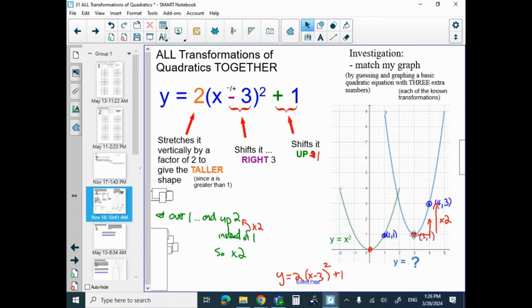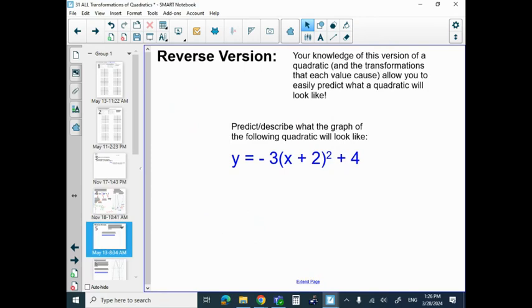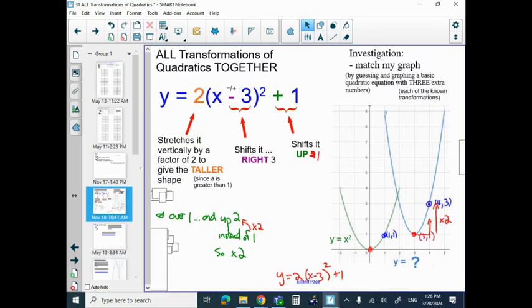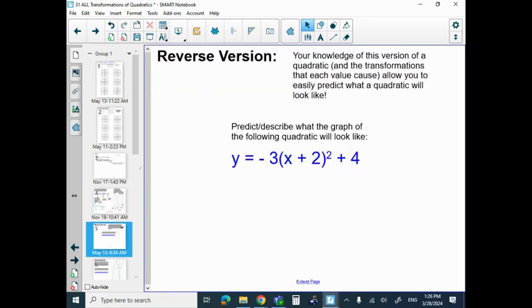Okay, all right. So the reverse version of that. This was looking at the graph and saying what the equation would be. Now we have the power to look at this and say, well, what would it look like? So we can look at this one and say, okay, it's going to be stretched, like skinny or taller, whatever, by a factor of 3, but it's also going to be upside down. So it's going to be stretched vertically by 3, and it's upside down since it's negative.